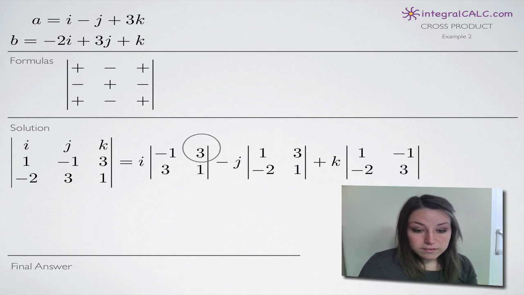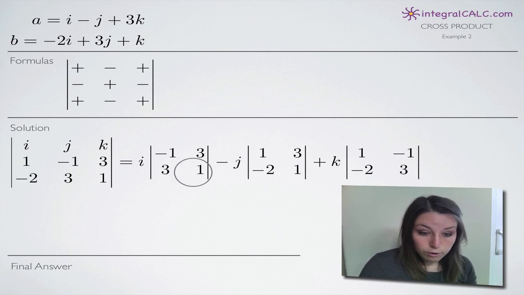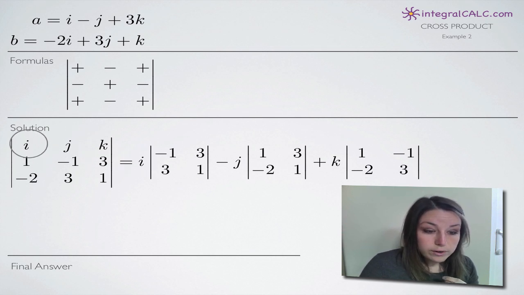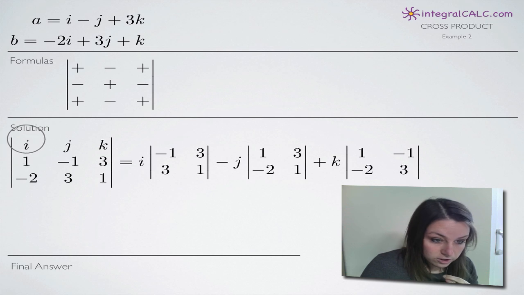And then as far as these second order determinant matrices go, the way that we build them is the following. So the one here that's multiplied by i, what we do is we look at our third order determinant matrix, the original one that we built here, and i is in this first position here.